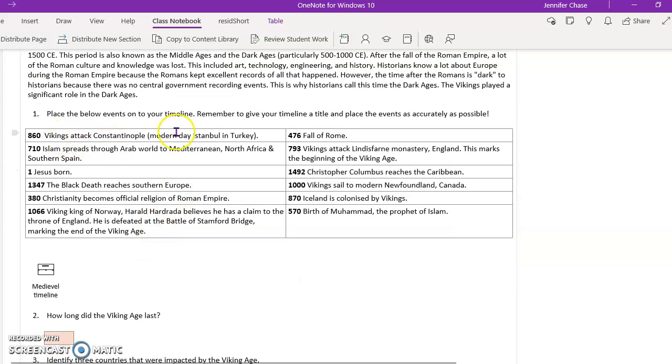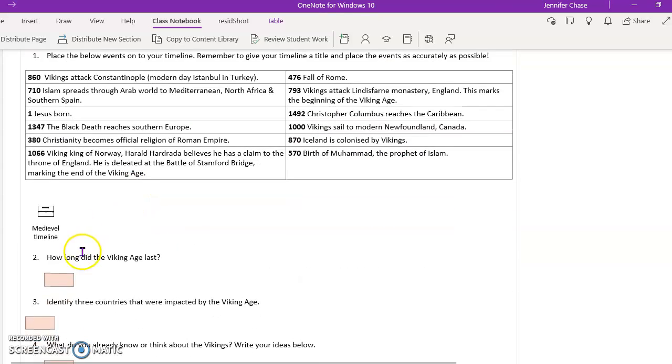Once you've done that, just want you to use that information to answer these questions. So how long did the Viking Age last? You will be able to do that once you've put these dates in order and read what happened. Identify 3 countries that were impacted by the Viking Age. Again, you should be able to see that on the timeline.